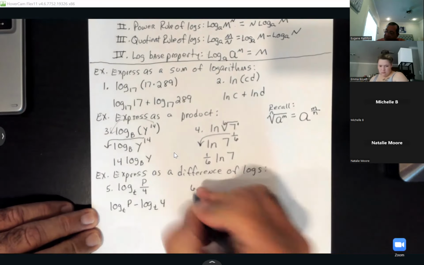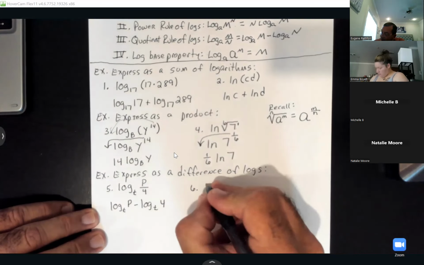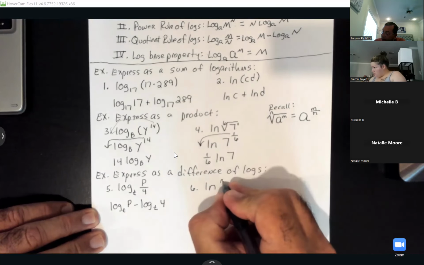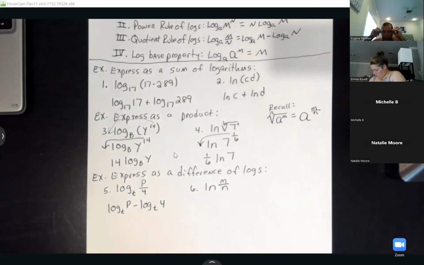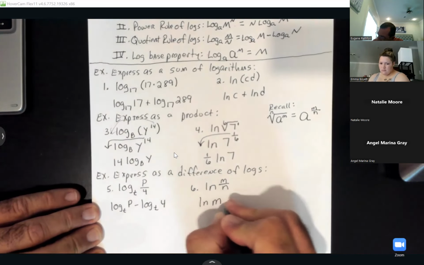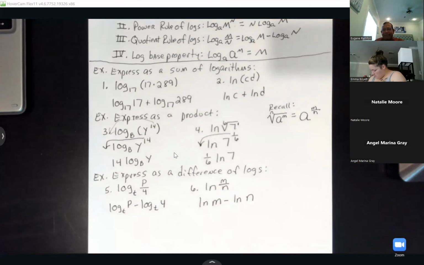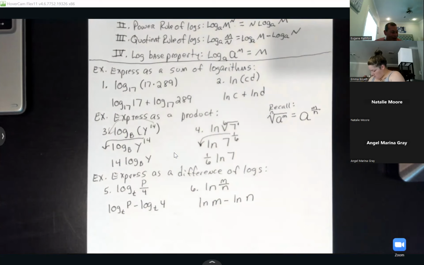All righty, then number 6, they're going to hit us with an ln again. ln of m divided by n. So y'all, one of y'all want to tell me what that's going to give me? ln m minus ln n. Perfect. Good job. So all you're doing, division, subtraction, be good, okay?